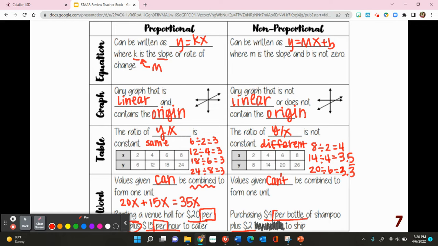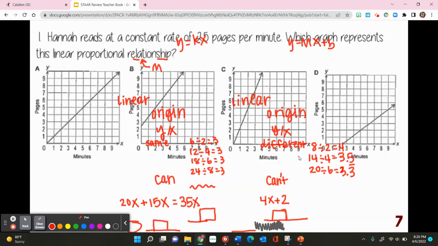Now, again, words like per, each, every, those are words that indicate x. So, here I have 4x plus the $2 to ship is not for every bottle. It is just to ship the entire order. So this is 4x plus 2. And again, since the 2 does not have an x, this cannot be combined. So that is what makes this word problem non-proportional. Now let's go ahead and look at a few examples.